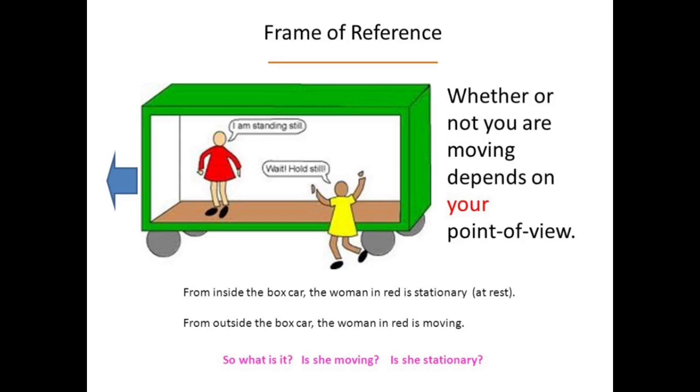The person on the ground would have a fixed frame of reference. As they stand on the ground, the train is moving relative to their fixed position. Whereas the person on the train is in a moving frame of reference, and they're moving with the train, and it looks like the person on the ground is moving relative to their frame of reference.